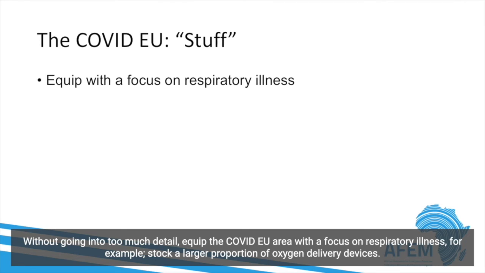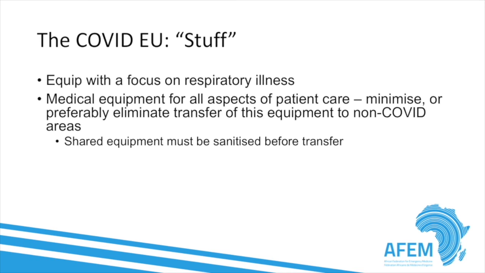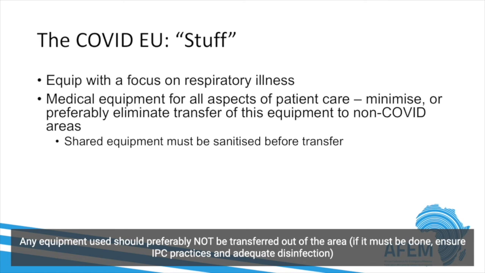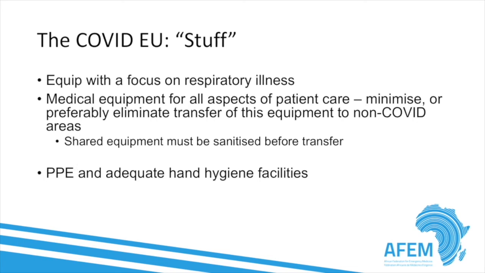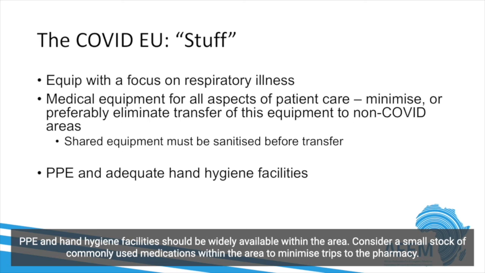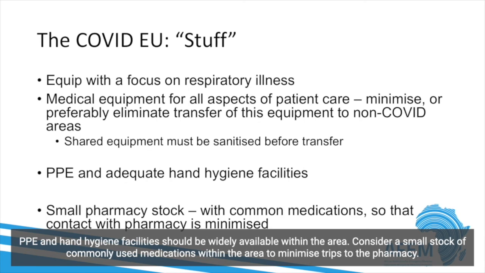Without going into too much detail, equip the COVID EU area with a focus on respiratory illness. For example, stock a larger proportion of oxygen delivery devices. Any equipment used in the COVID EU should preferably not be transferred out of the area. If it must be done, ensure IPC practices and adequate disinfection. PPE and hand hygiene facilities should be widely available within the area as well. Consider a small stock of commonly used medications within the area to minimize trips to the pharmacy.